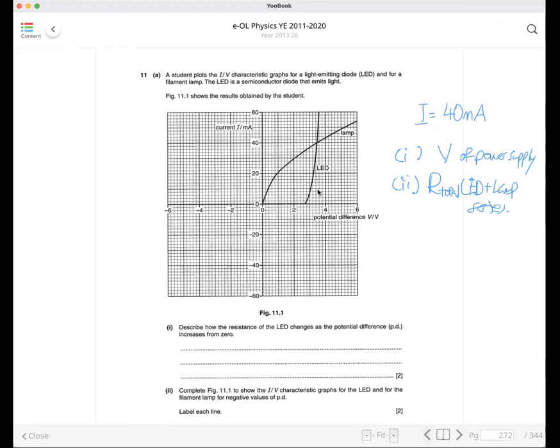Okay, you think well done. Well done. Okay, because they are both in series. Okay, so can you see the LED and the lamp? When your current is 40 milliampere, they both have the same potential difference. So what is the value that you see here? Can both of you see?